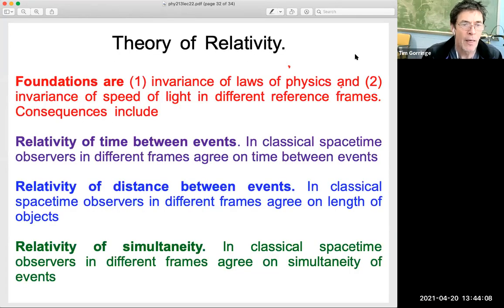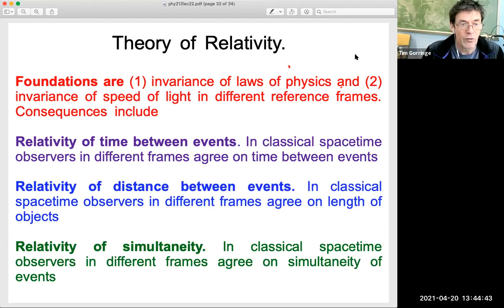Let me just summarize, though, that today's class has been about the foundations of relativity. There are two foundations. One is the invariance of the laws of physics, which seems like common sense. The second is that the speed of light is invariant for all observers, which doesn't seem like common sense. For those two things to be true, Albert Einstein had to change our notions of space-time.